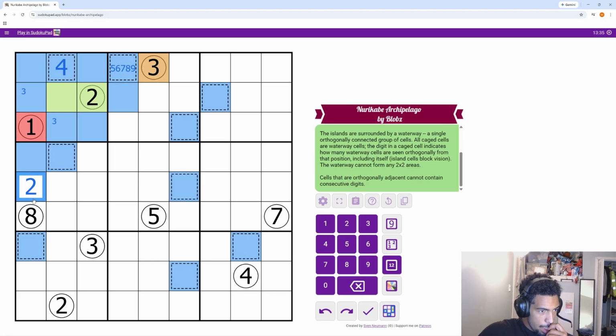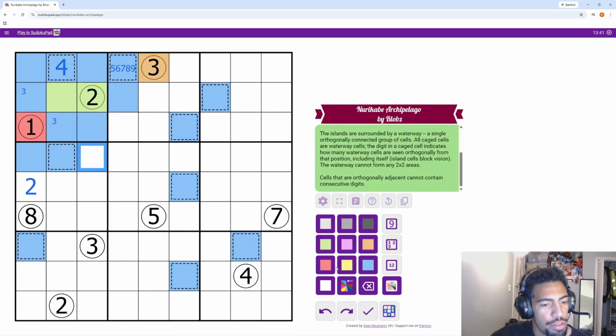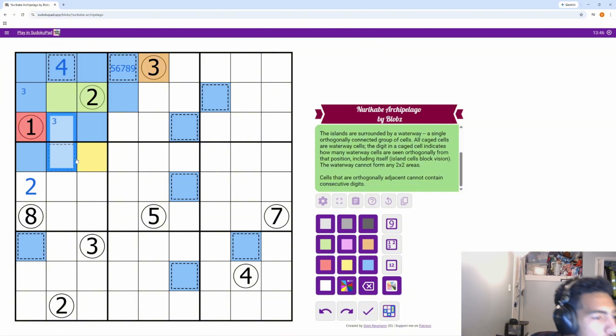Now this could be part of this island. So I guess I know that this cell is definitely not blue, because it would create a 4x4, sure. And now, it can be part of the 5. It cannot be part of the 3. So it's either part of the 8 or part of the 5. Am I looking at this water cell then?